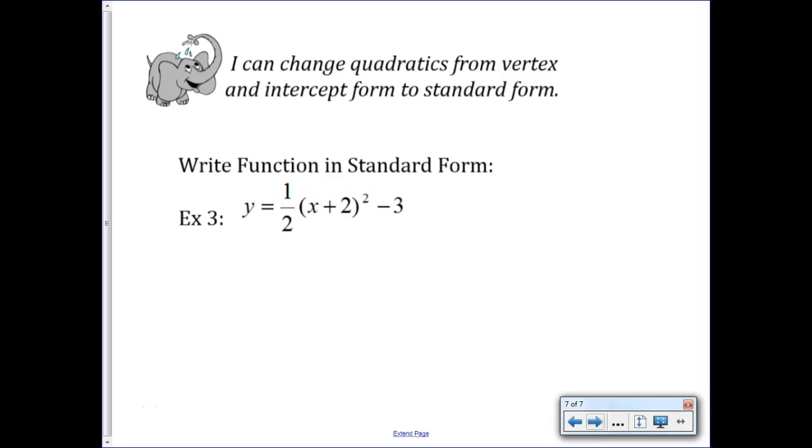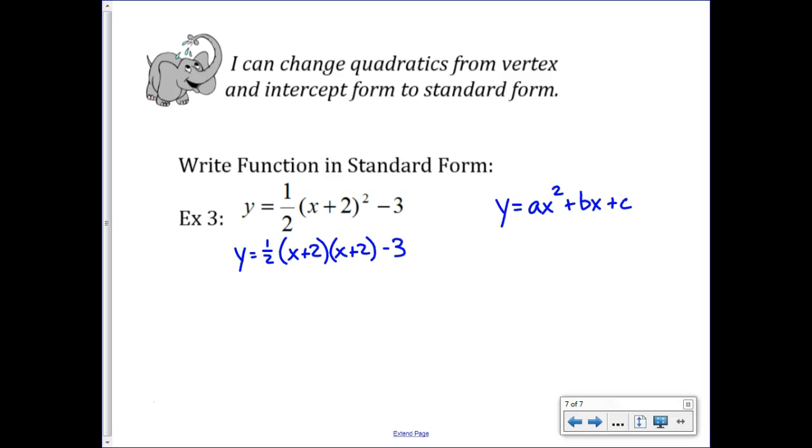All right, write a function in standard form. So remember, standard form is y equals ax squared plus bx plus c. So we need to take this form, which hopefully you recall and notice is vertex form, and change it over to standard form. So what I noticed first, and what you need to be very careful of, is when you see this squared here, that means we're multiplying the same thing twice. So x plus 2 and x plus 2.